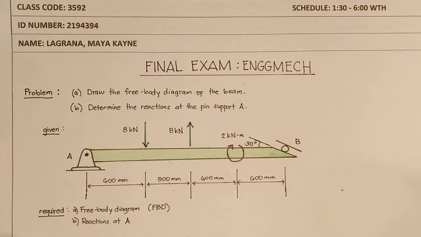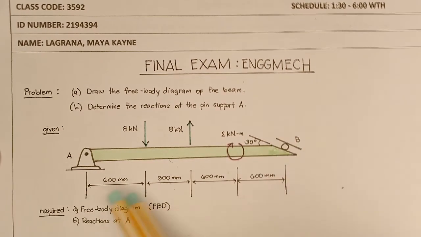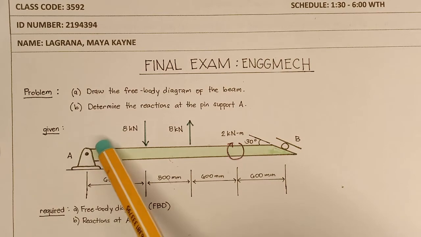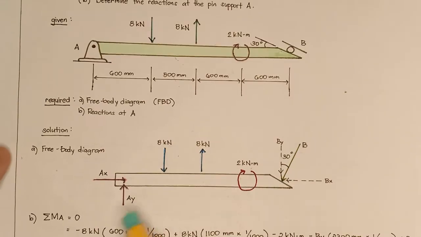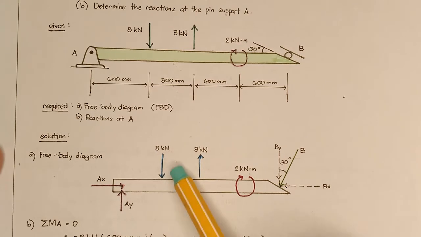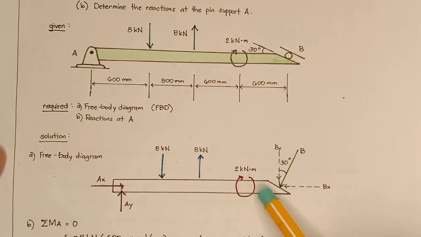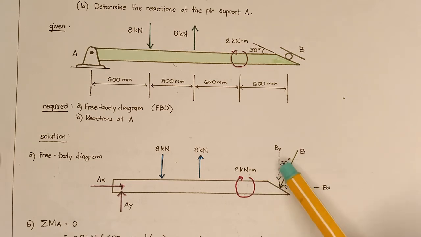So again, this is our problem, and for the free body diagram, I am just going to draw all of the forces acting on this beam. Since point A is a pin support, this means that it has a horizontal and a vertical component. So in the free body diagram, I have labeled it as AX and AY. Next would be the downward force of 8 kilonewtons and the upward force of 8 kilonewtons, the moment at 2 meters, and the 30 degrees inclined force of B with respect to the y-axis.